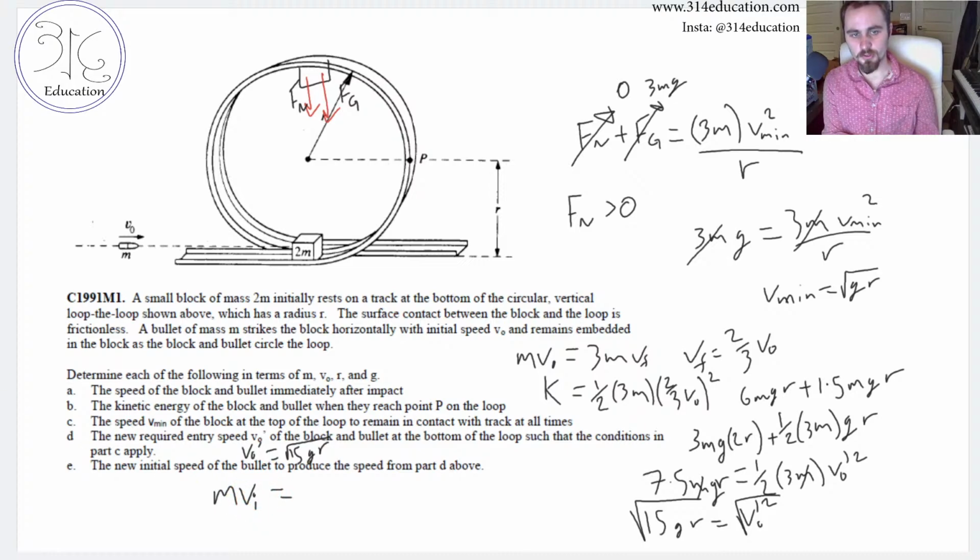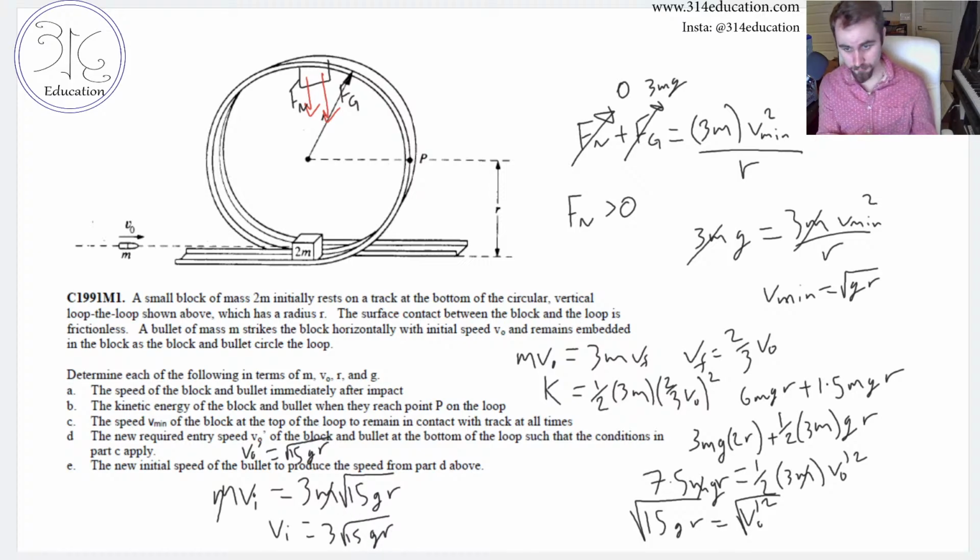Again, the only contributor of momentum at the beginning is the moving object. This is the speed of the bullet of mass m. And then afterwards, they're going to travel with mass 3m at some velocity, root 15gr. We can divide by m, and that gives us our vi. Our vi is going to equal 3 times root 15gr. That looks like it reduces, but I'm not going to bother with it. And that's going to be the initial speed the bullet needs to achieve.